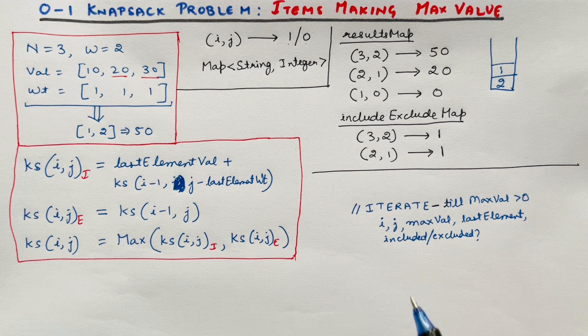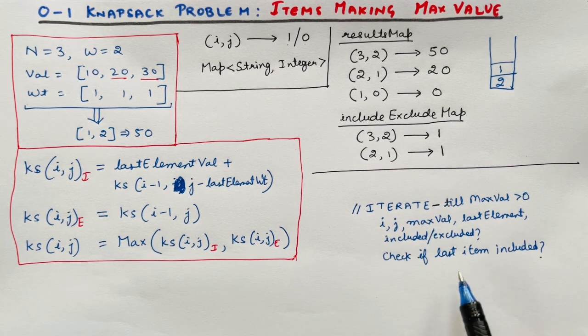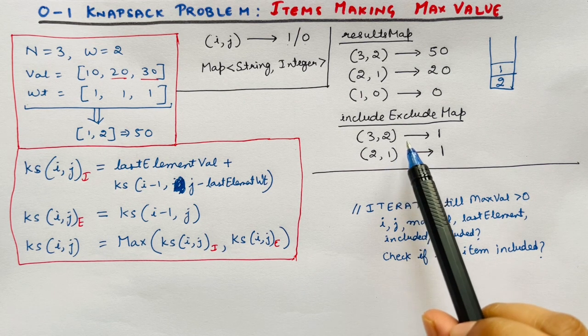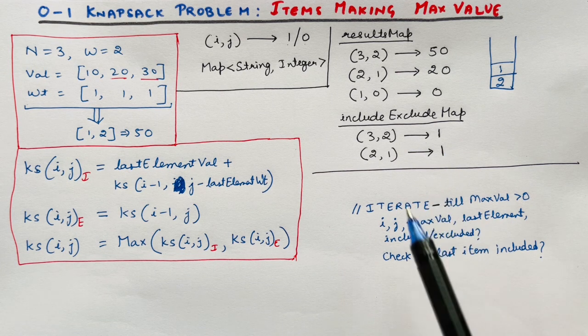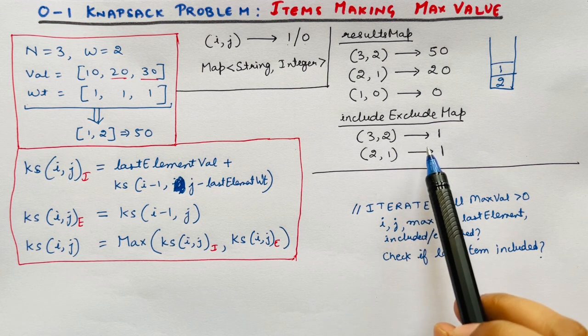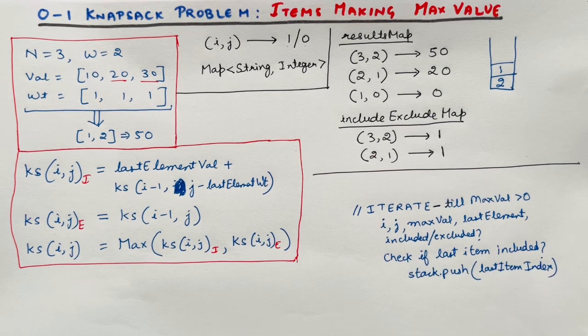Now, what do we do in every iteration? We first check if that element was included from this map. Checking whether the last item was included or not is simple. For the same I and j, we will just check if the value is 1 or 0. Now, let us say this item was included. If this was included, then we have to note the index of the last item. So we push the index of the last item in the stack. We are using a stack here because we are getting the information about the later elements first.